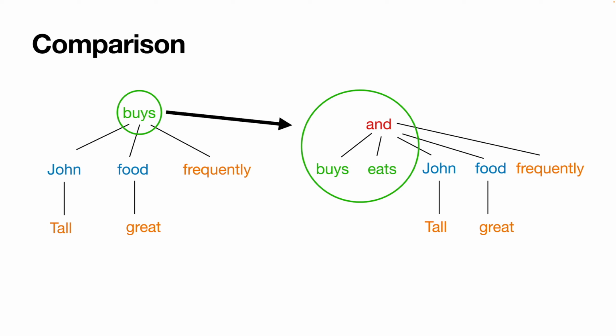So if you find this unclear or confusing, circling it can make it clearer, where you're showing that this group that you circle is the verb that has John as its subject and food as its object, and frequently as its modifier.